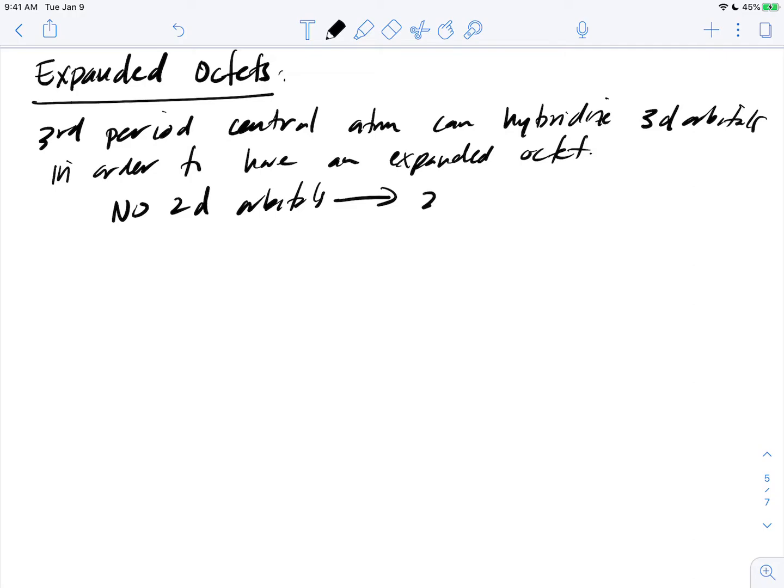So that means that anything in the second row cannot have an expanded octet. We always say that carbon and nitrogen and oxygen always obey the octet rule. It's not because they're really good at following the rules. It's because they don't have any 2d orbitals because they don't exist, and so they can't expand their octet even if they wanted to. Okay, so let's see how this works.